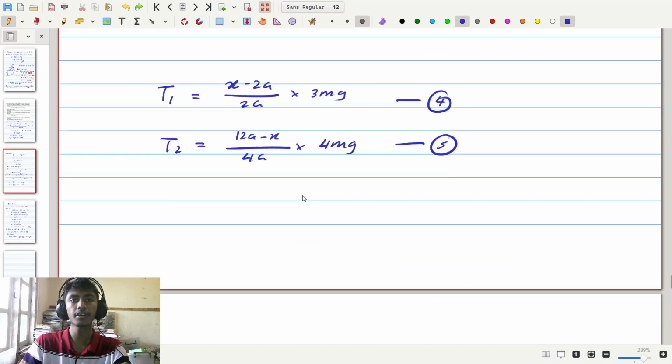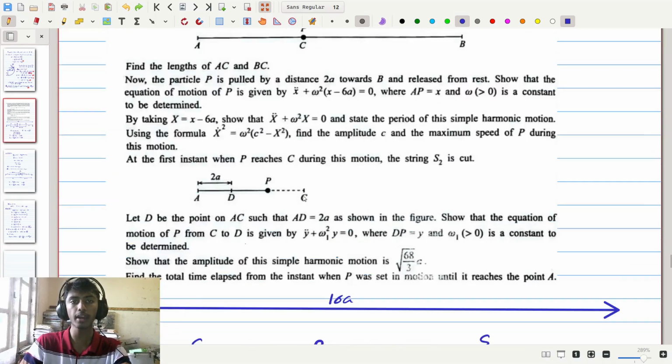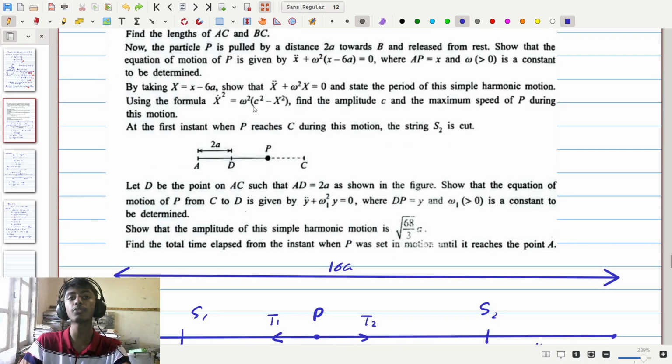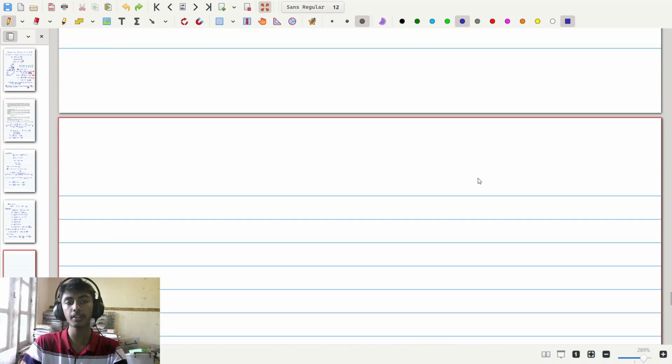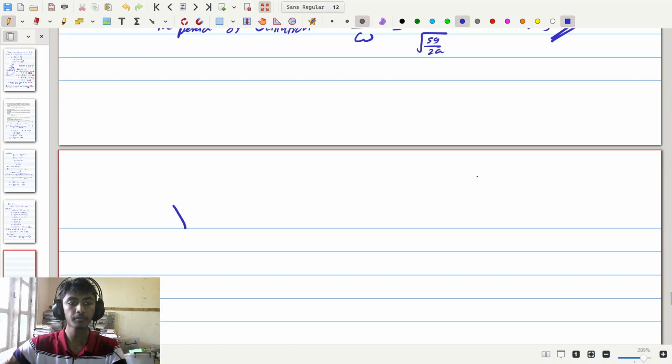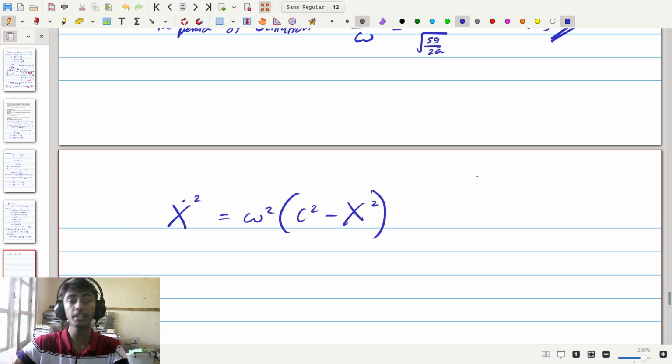Now after that, it said using the formula capital X dot squared equals omega squared times c squared minus capital X squared, find the amplitude c and the maximum speed of P during this motion. So for the first part, what we can do is to apply capital X dot squared equals omega squared times c squared minus capital X squared, and apply this to a particular situation where we know both the value of capital X and the value of capital X dot.